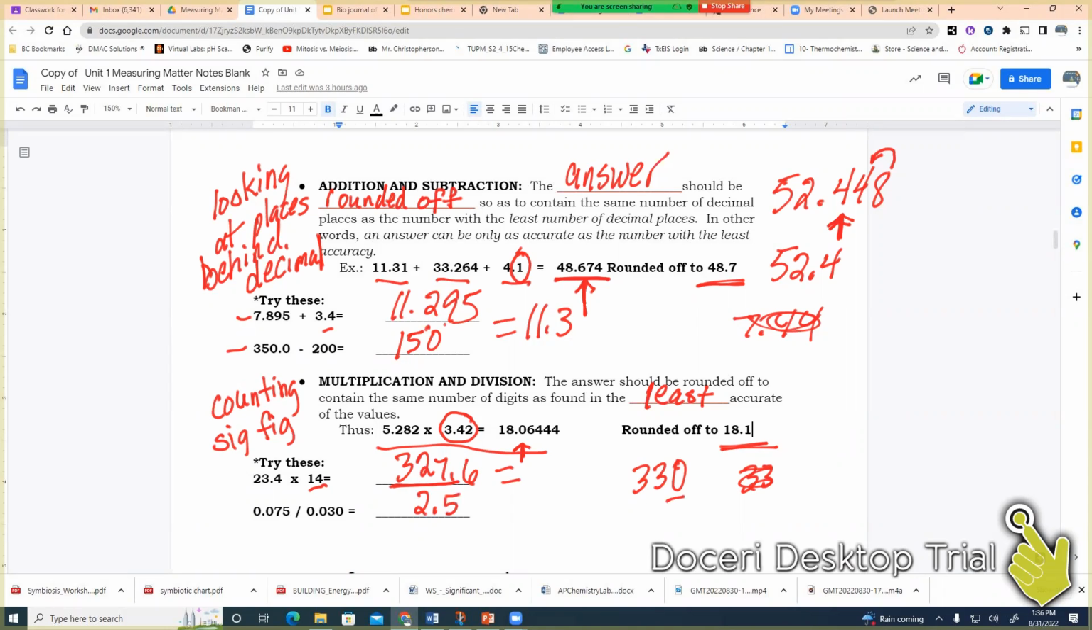5, right? In your calculator. Do I need to make any adjustments? No, because both of them actually have 2 sig figs, right? 2 and 2. So that does 2. So I'm good to go.